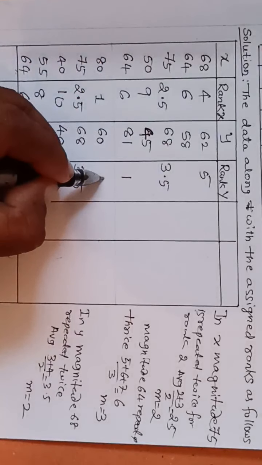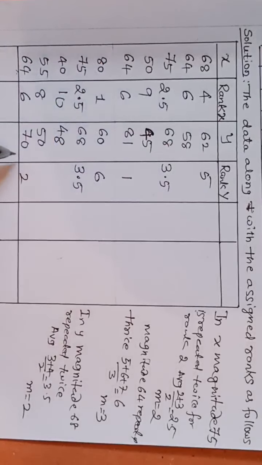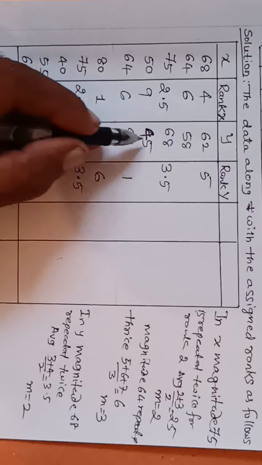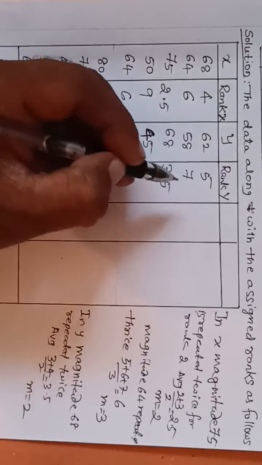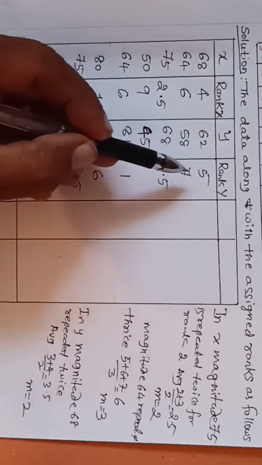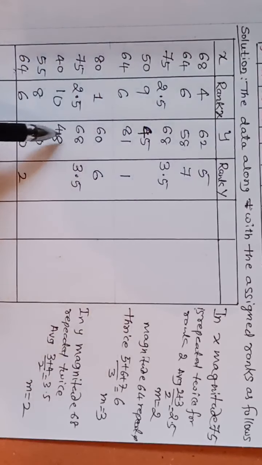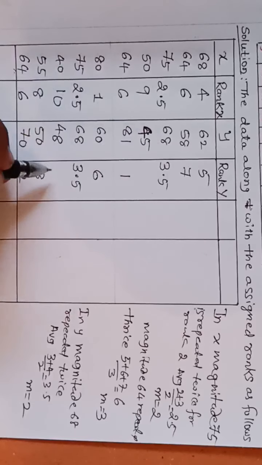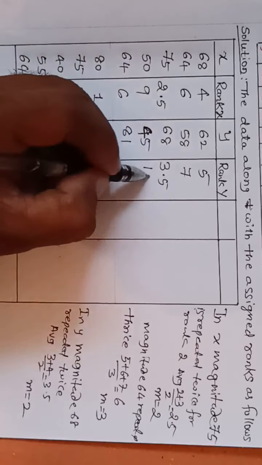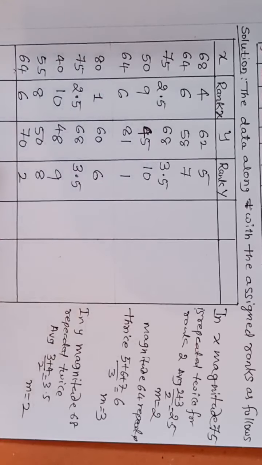60. It is 6. Next, the 7th one is 40, 50, 58. Here it is the 7th one. Next, the 8th one. Here, the 8th one is 50. Yes, the 8th one. The 9th one is here 48. And the last is 45. It is rank number 10.